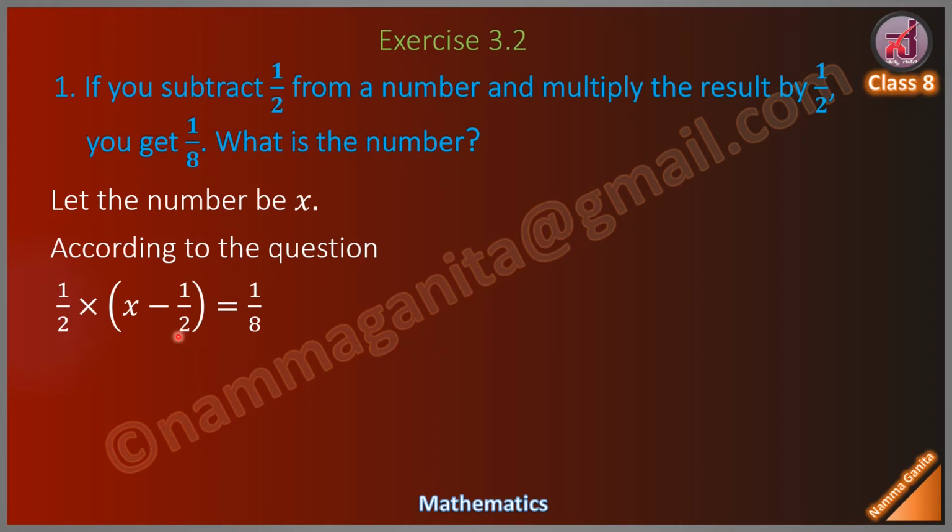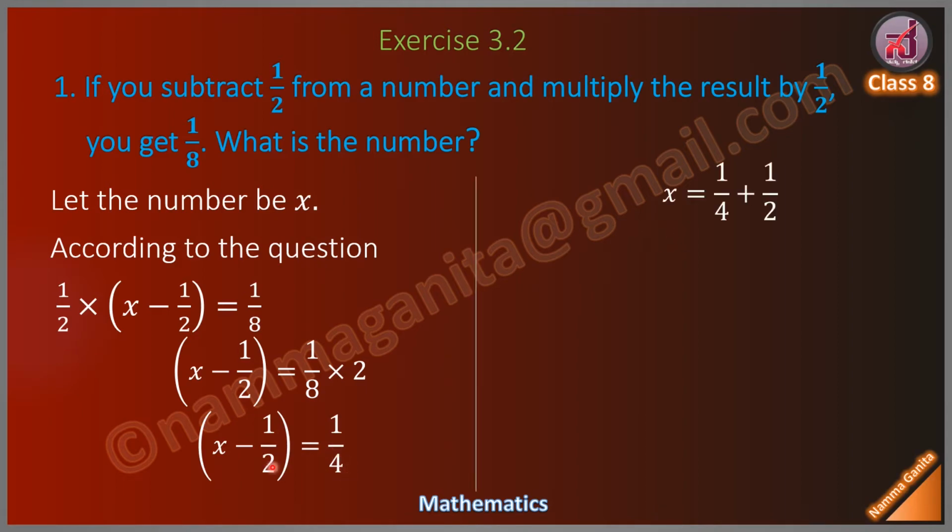Now you simplify this equation. First you shift half to the right hand side. x minus half is equal to 1 by 8 divided by half, that is equal to 1 by 8 into reciprocal of half, which is 2. Therefore x minus half is equal to 1 by 8 into 2. x minus half is equal to, 2 ones are 2, 2 fours are 8, so x minus half is equal to 1 by 4.